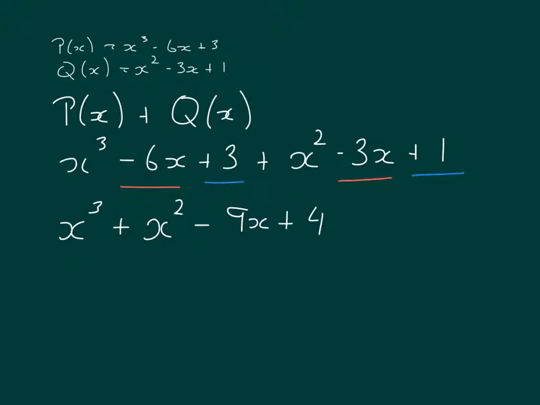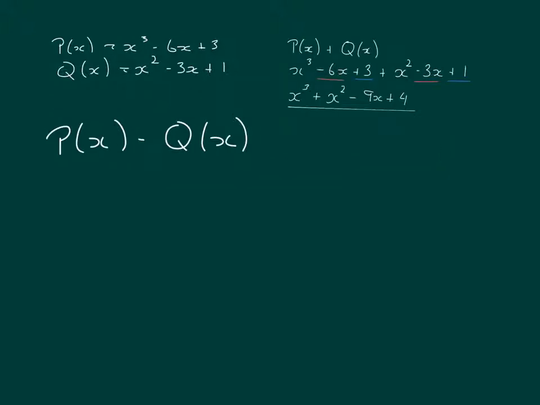So all I've done is collect the terms that are able to be collected, the like terms, and combine them. And I've got my new function, which I can give a separate label to if I want to, or I could just show that that's the working out I've done to arrive at the answer.